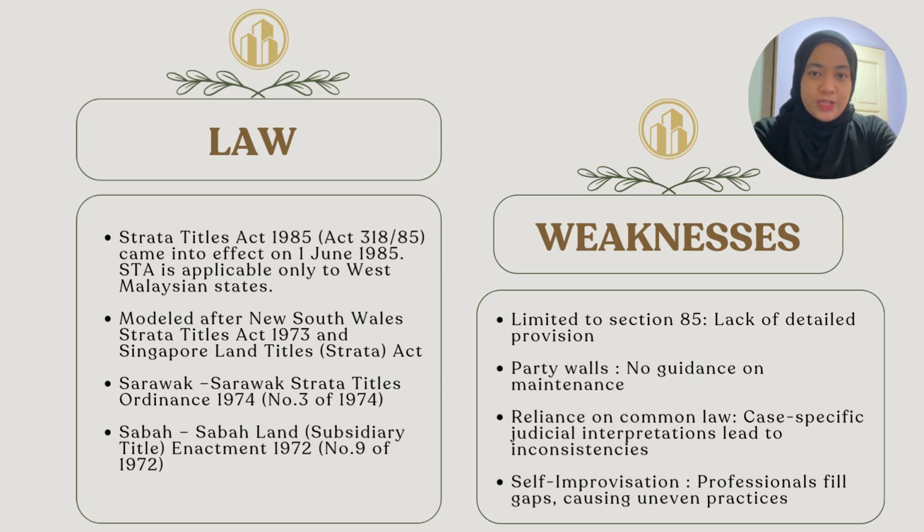Next is the law governing strata titles in Malaysia. Basically, strata titles in Malaysia are governed by the Strata Titles Act 1985, or STA. This Act only applies to Peninsular Malaysia, while Sabah and Sarawak have their own regulations. For example, Sabah has the Land Subsidiary Titles Amendment 1972, while Sarawak has the Strata Titles Ordinance 1974. The National Land Code, NLC 1965, also complements the STA, and it ensures the land's use category and implied conditions are met. However, in the case of a conflict, the STA takes precedence.